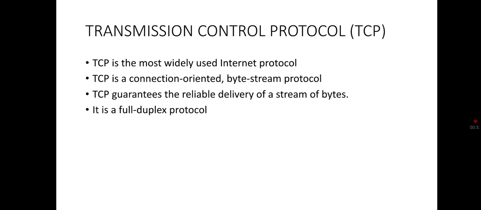It is a full duplex protocol, in that each TCP connection supports a pair of byte streams, one flowing in each direction. It includes a flow control mechanism for each of these byte streams that allows the receiver to limit how much data the sender can transmit at a given time.